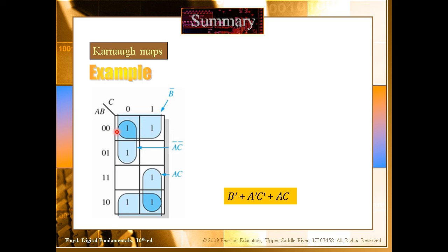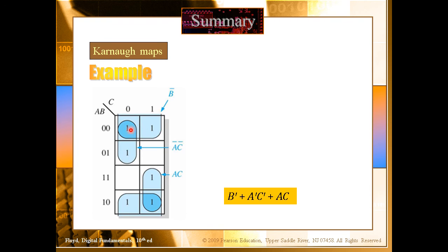Why? Look at the top group. We have A prime, B prime, right? And look at the bottom row, we have A, B prime. So A is changed, right? So A is gone. And look at the column here. This is C prime, this is C. So C is also changed. So the only thing that is not changed is B prime, right? So that is only B prime.